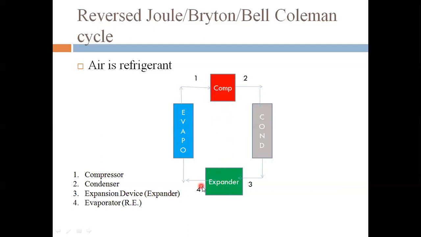Then after the expansion process, the air which is at a low temperature and low pressure goes to the evaporator. So here is the evaporator. Here we need to produce the refrigerating effect, or we need to cool the space. So this air, which is at low temperature and low pressure, goes to the evaporator. The evaporator will produce the refrigerating effect by evaporating this low pressure and low temperature air.